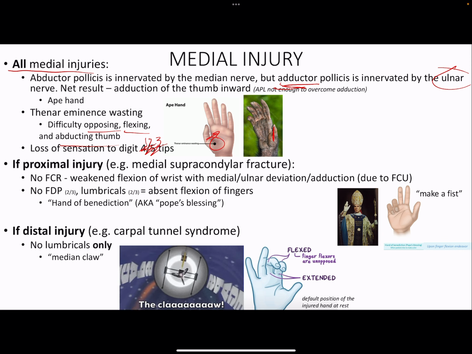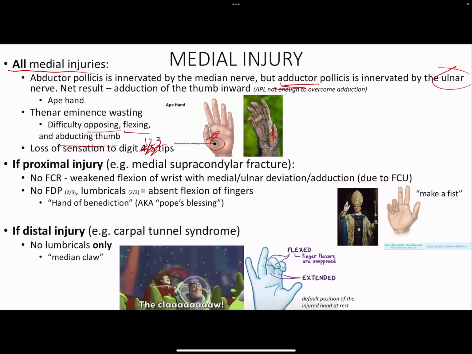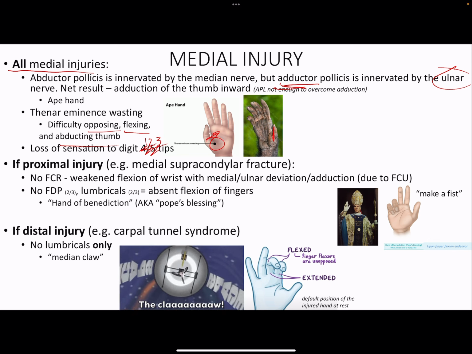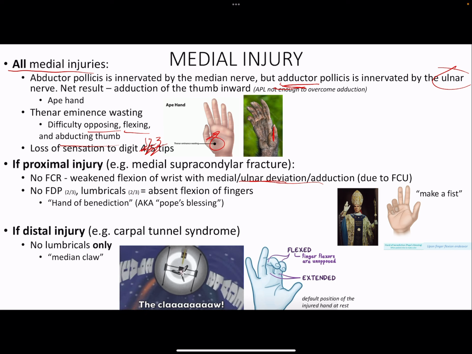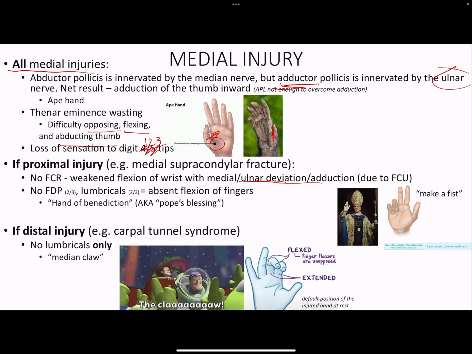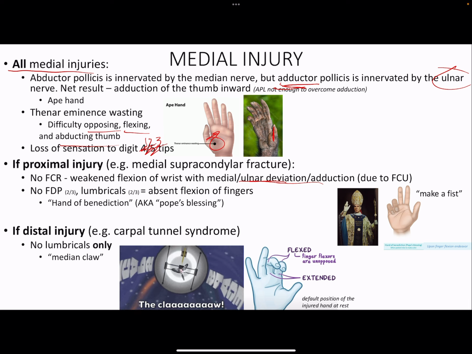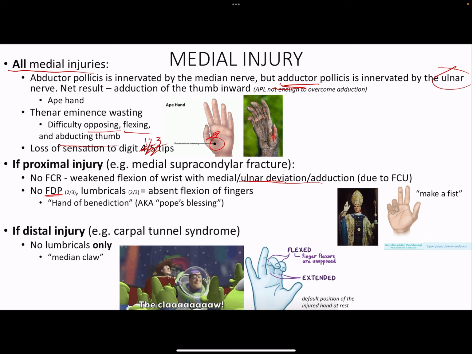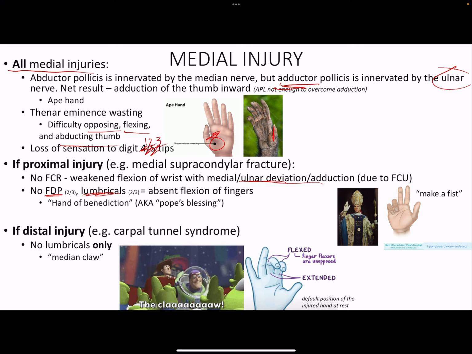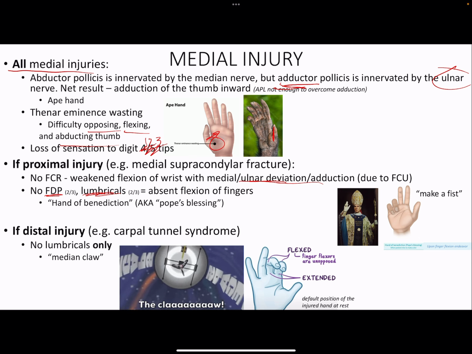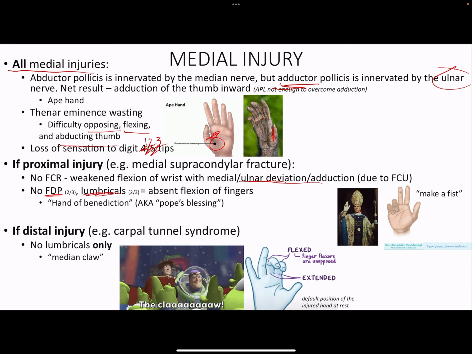You still can flex, but now we just have the ulnar flexor muscles, so we're going to have a little bit of ulnar deviation every time we flex our wrist, in addition to having weaker flexion because you don't have one of your flexor muscles. Now we don't have the digitorum profundus, and we don't have the lumbricals, so we should have no flexion of the fingers, meaning that they're going to be extended.